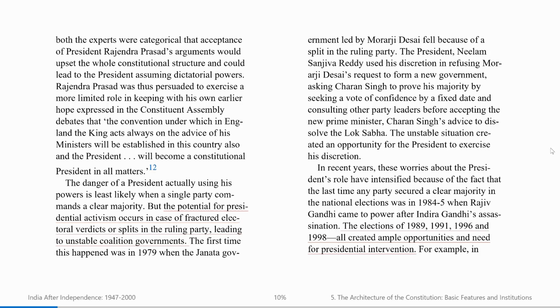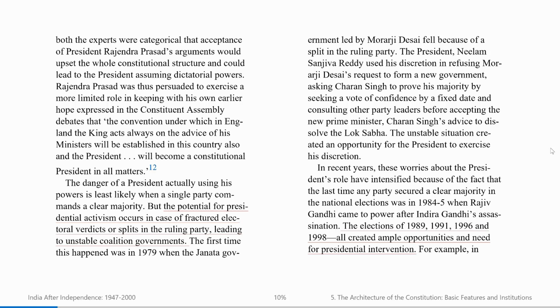And this was what he himself expressed during the Constituent Assembly, right? But in case there is not a single majority, the president has a potential for activism, and he has done this in 1979 when Neelam Sanjeeva Reddy used discretion in refusing the Moraji Desai request to form a new government, and he basically asked Charan Singh to form a government by seeking a vote of confidence, right?